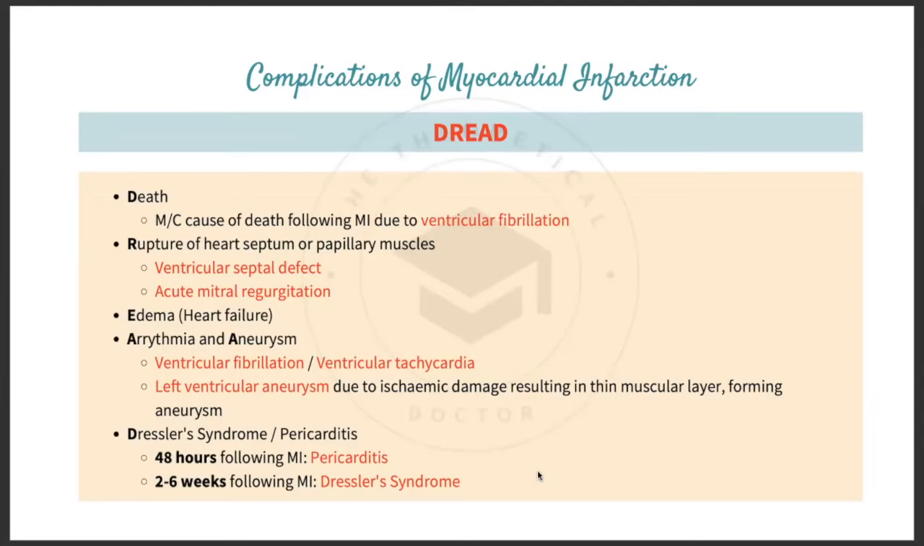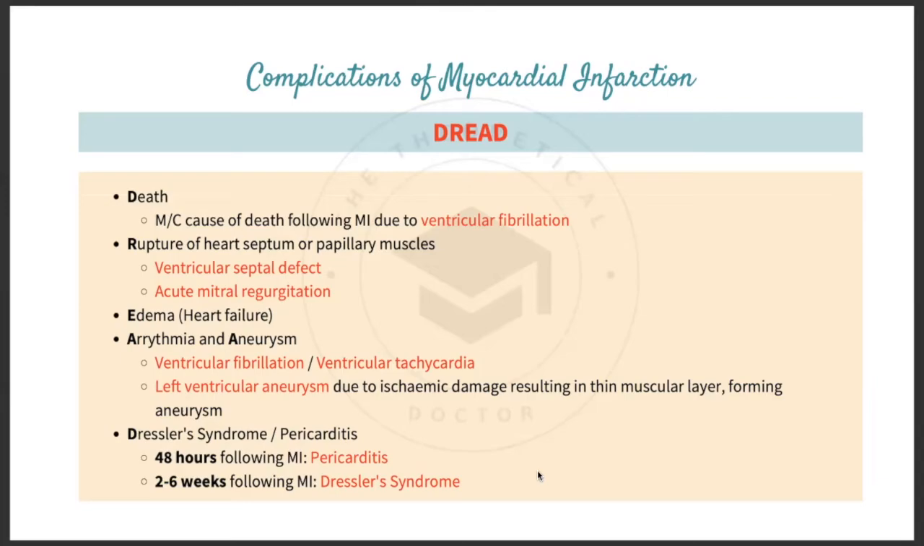Complications of myocardial infarction. So the mnemonic to remember here would be DREAD, and this is asked a lot. What are the complications of myocardial infarction? So D for death, obviously. Sometimes the patient would present dead on arrival. R for rupture of heart septums or papillary muscles. E for edema, which is seen in heart failure. A for arrhythmia and aneurysm. D for Dressler syndrome or pericarditis.